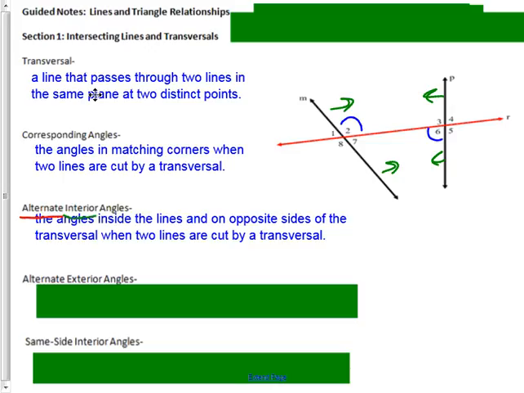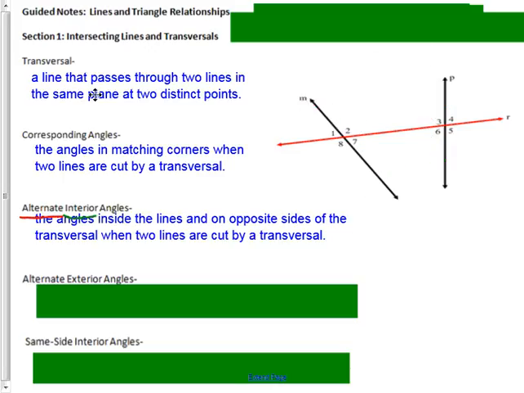They're on opposite sides of our red transversal. Same thing. 7 is an alternate interior angle with 3. They're both inside, so interior, of our two lines M and P. And they're on opposite sides of the transversal, so alternate.